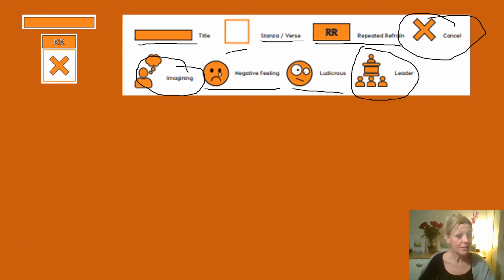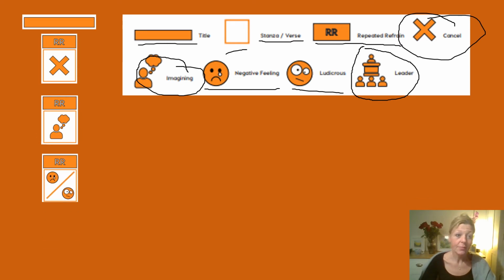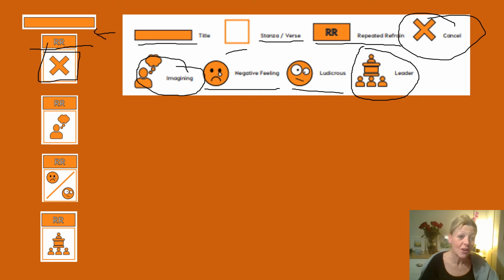So we have the title, what we would cancel, repeated refrain. Then we would repeat again, but we would say what we would get rid of, which is a negative feeling and a ludicrous feeling. Then we would repeat it again, and then we would talk about what we would do if we were the leader. So if you notice, before each stanza, which is in our box here, we repeat our main phrase, if I were in charge. And then we go into each section.